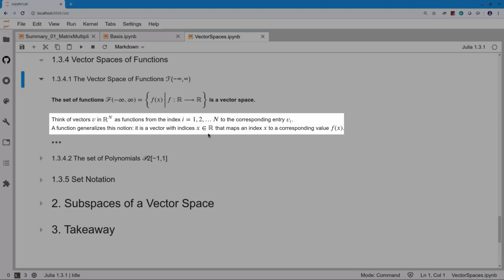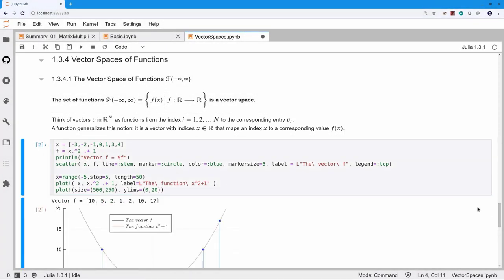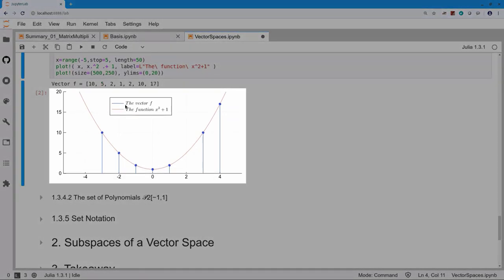If I think of x in that f of x as the index, then for any one index x, I have a corresponding value f of x. To show it to you graphically, I've written a little bit of code, which we don't need to look at, but I want the output. So here, I've defined the function x squared plus 1. This is an element of my vector space of functions, and I've graphed it here over the interval from minus 5 to 5. The other thing I've done here is pulled out a few x values.